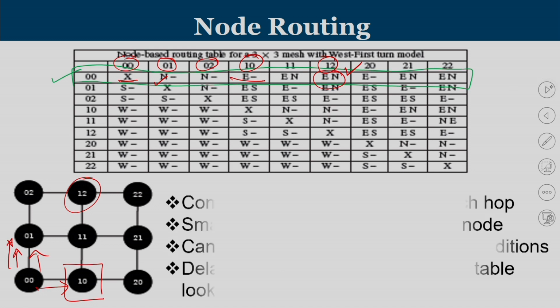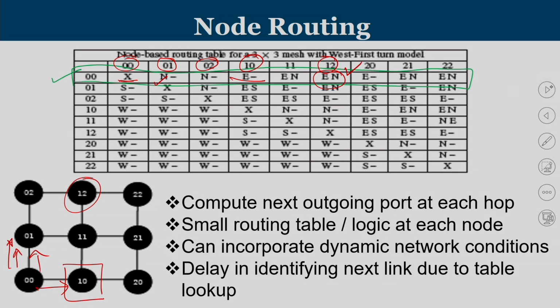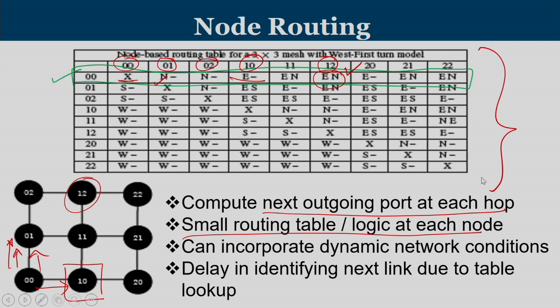So, we will try to understand what the features of node routing are. In node routing, the next outgoing port at each hop is computed. There is a relatively small routing table at each node. Even though this routing table looks very big, it is actually stored across 9 routers. One row is stored in one router. Similarly, you have 9 routers.